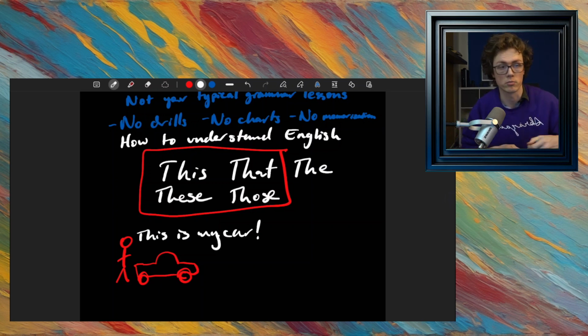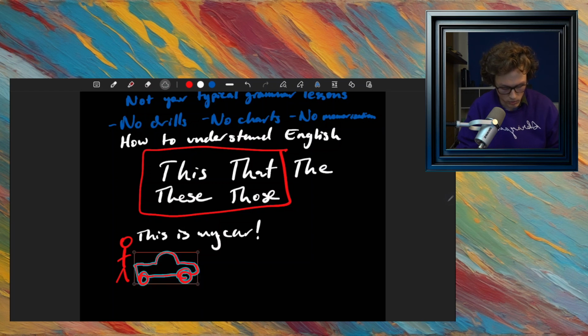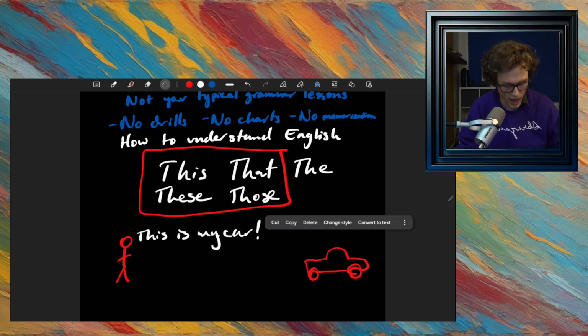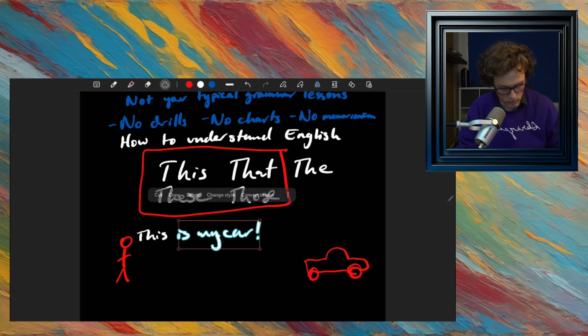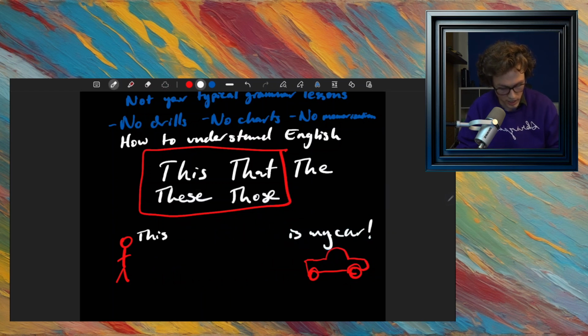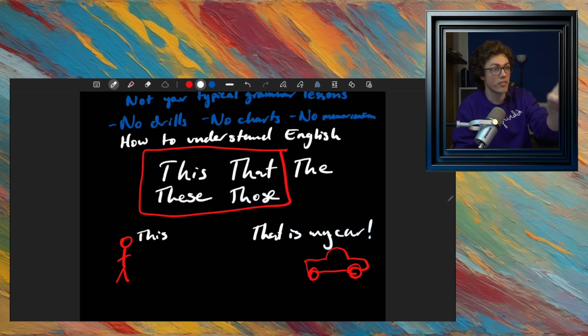This is my microphone. This is a pen. This is an empty chapstick container. All those sorts of things. There's the other one. That and those is for when things are a little further away. So if we move this over, and he's saying, that is my car. Over there, that's my car, right?